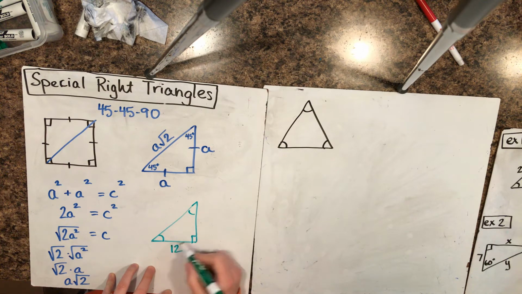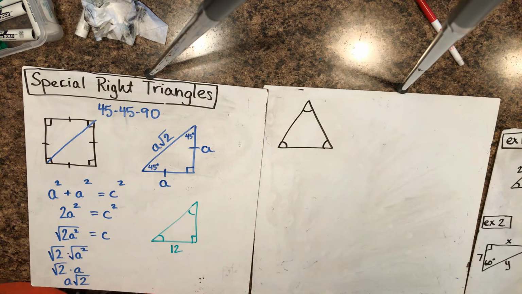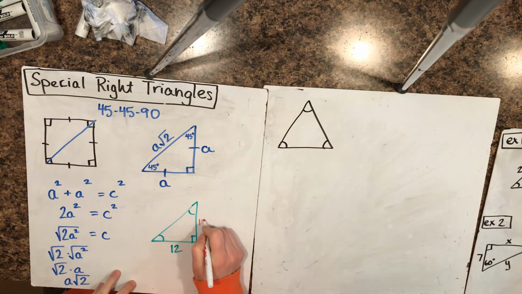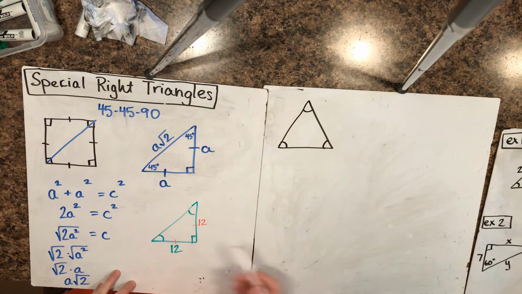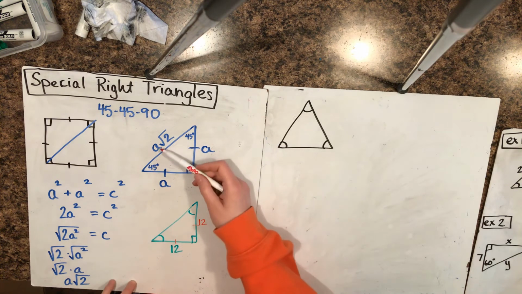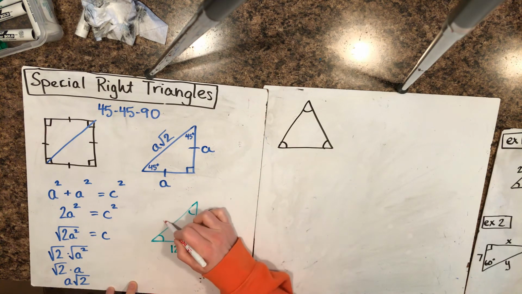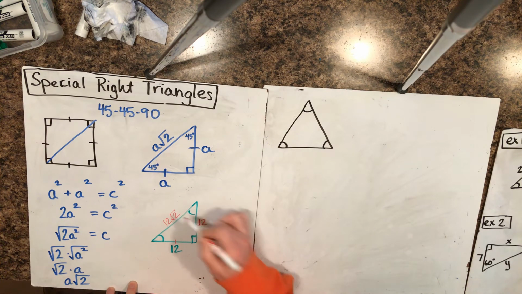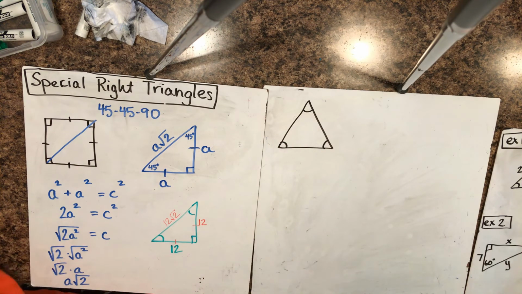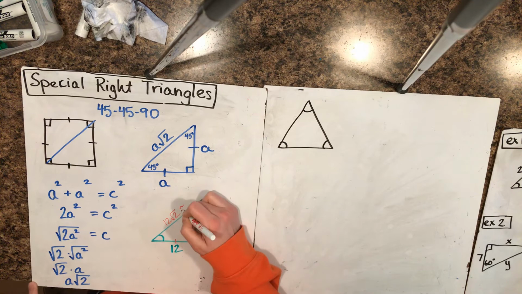Okay, I know that the two legs are the same. So as soon as I see this 12, I know this also has to be 12, right? Those two have to be the same. Well, what's this third side? It's just the leg times the square root of 2. It is 12 times the square root of 2, okay? If you were to get a decimal approximation, 12 times the square root of 2, it's approximately 17.0, okay?